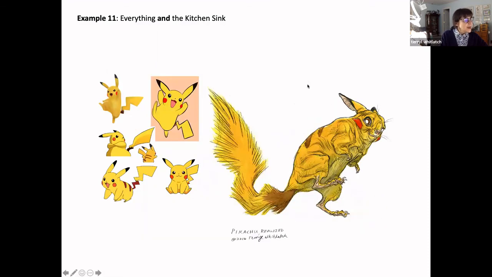When Pokemon Go became very popular, I wanted to think, well, what if Pokemon, the Pikachu was a real character? So I designed him sort of like this hapless chinchilla-esque type animal thing. You know, why are all these people trying to capture me with their iPhones? You know, he's kind of frazzled.